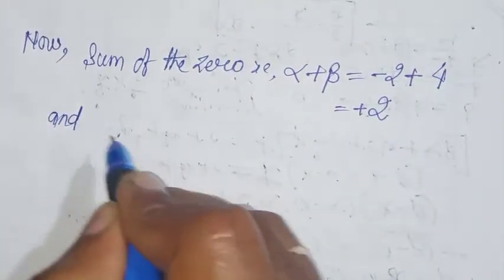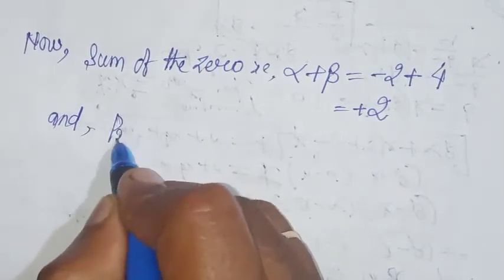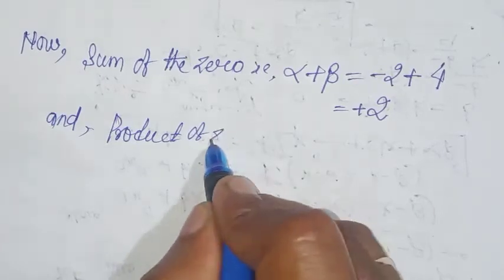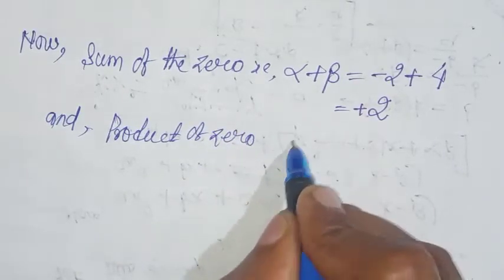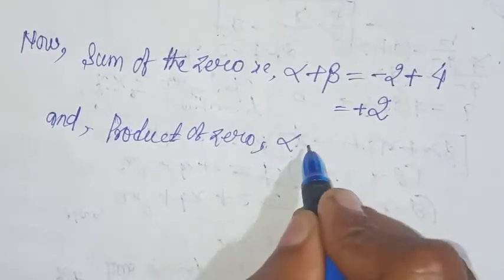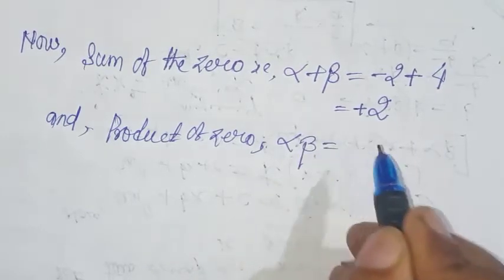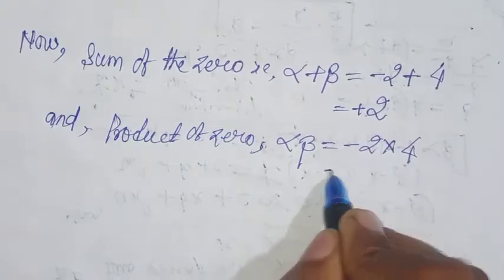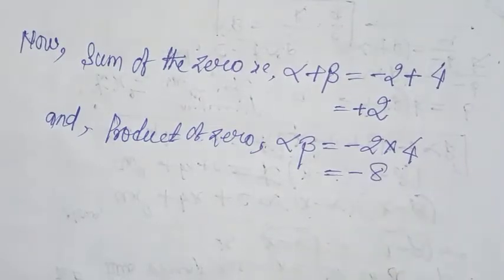And the product of zeros. That is alpha beta equals minus 2 into 4. This is minus 8.